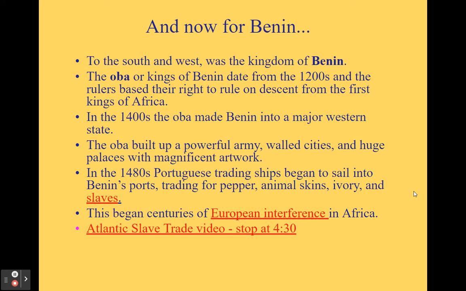Slavery is awful, but something that I want to make very well known and clear is that it wasn't always Europeans taking people as slaves. It would sometimes even be Africans selling other Africans into slavery or trading them into slavery for things like guns or tobacco or alcohol or animal skins or ivory or pepper.